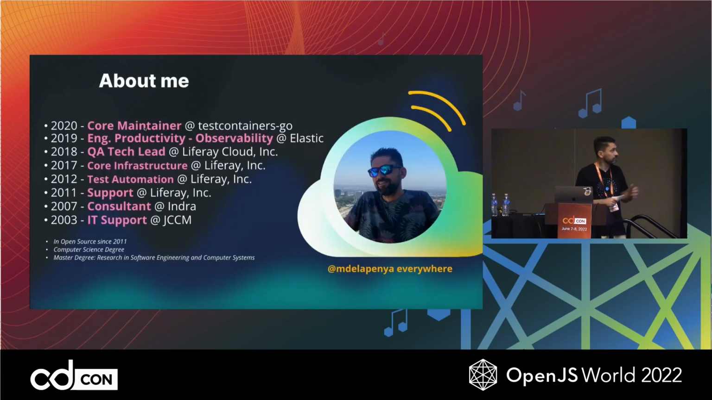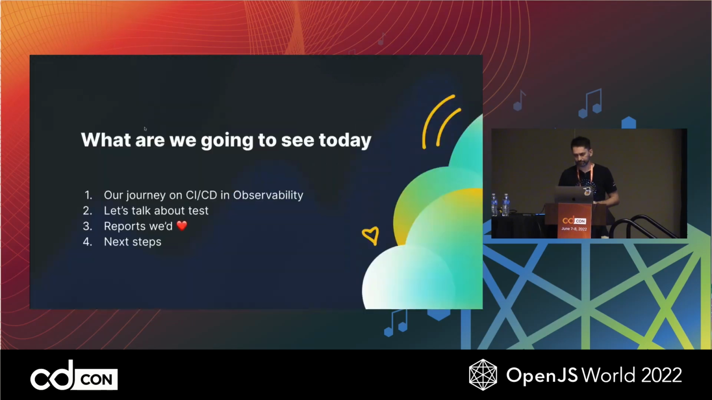About me, I've been around 20 years in this industry with different roles. I've been moving from one place to another in the delivery process, from IT support, consultancy, support, test automation, to maintaining open source projects. Just to give a little bit of context, this is my Twitter account, and you can find me everywhere on the internet.